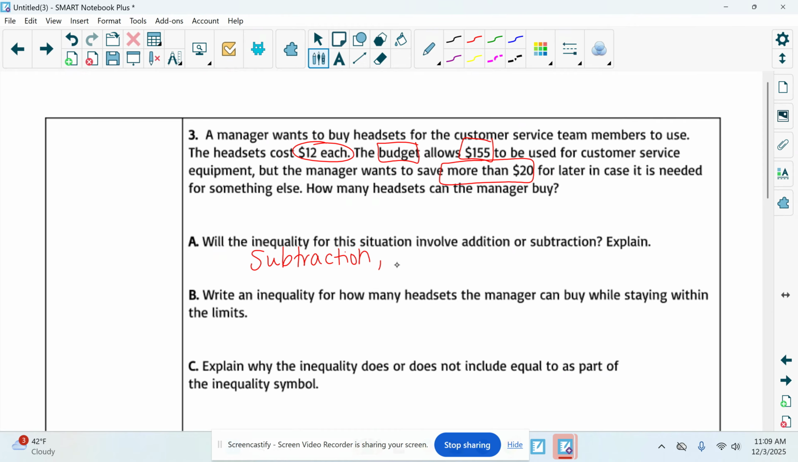We know it's subtraction because we start with the total. If you are starting with a total amount, then it's either going to be subtraction or division. Okay? And you're taking away from it. So we want to write an inequality for how many headsets the manager can buy while staying within its limits.